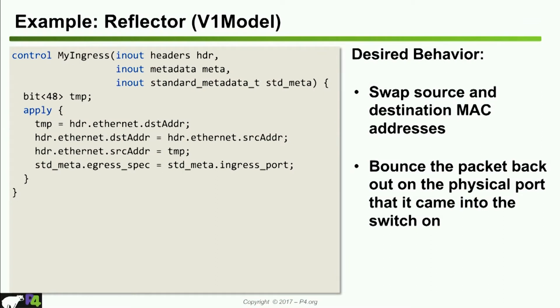Here we see an example of a control block. It's very simple. All it does is swap the source and destination MAC addresses and then send the packet back out the same port on which it arrived. We declare a 48-bit variable called temp, and then temp stores the value of the Ethernet destination address as the swapping is taking place. After the swapping is done, we set the egress spec to the ingress port. Hence the name Reflector.